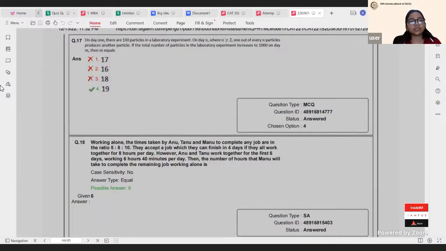See, in this case, on day 1, there are 100 particles. On day n, where n is greater than or equal to 2, one out of every n particles produces another new particle. So 100 particles on day 1. On day 2, it will increase by 1 by 2, because 1 out of every n particles. For day 2, n is 2, so the increase will be half of 100, that is 50. So the total will be 100 plus 50, that is 150.